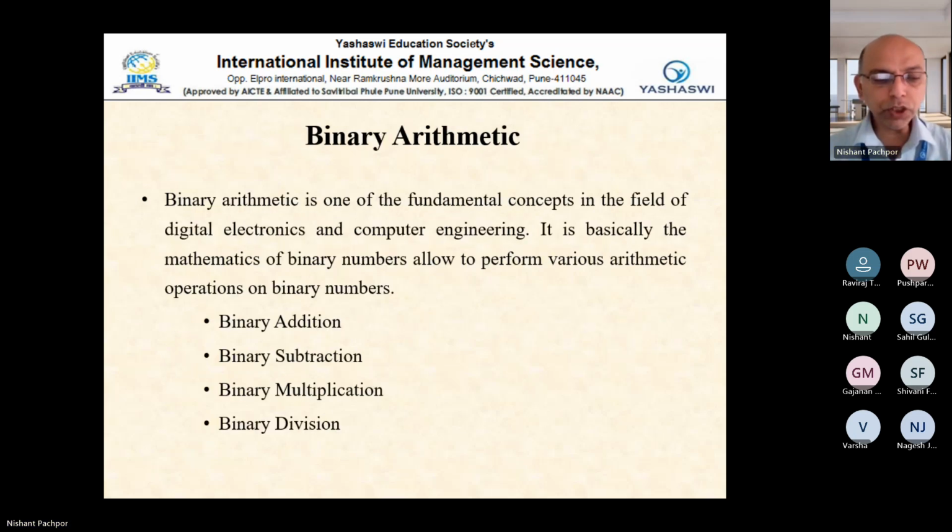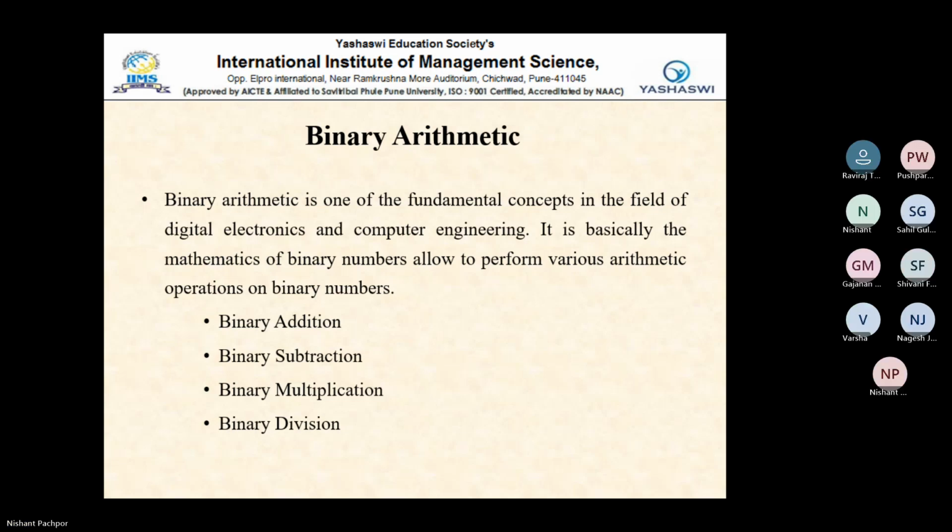Then we go with binary arithmetic. In binary arithmetic, whatever operations we perform on 0 and 1, these two characters, operations perform करायचे, that is called binary arithmetic. Binary arithmetic is one of the fundamental concepts in the field of digital electronics and computer engineering. It is basically the mathematics of numbers that allows us to perform various arithmetic operations. Mostly arithmetic operations are common, and those operations are called binary operations.